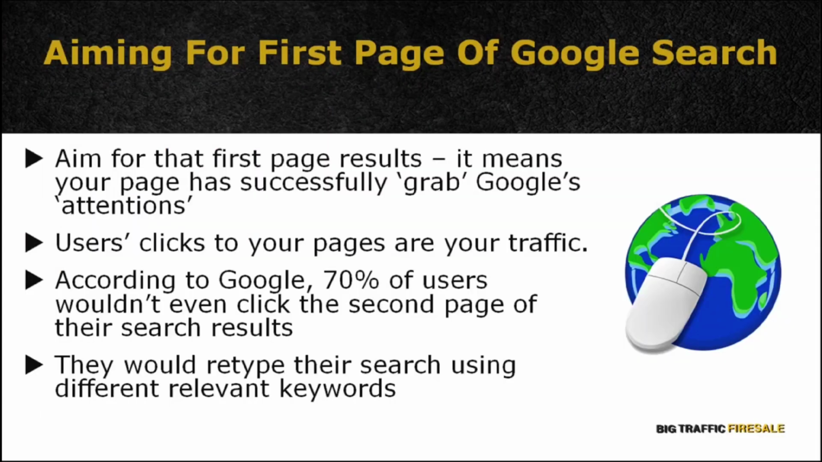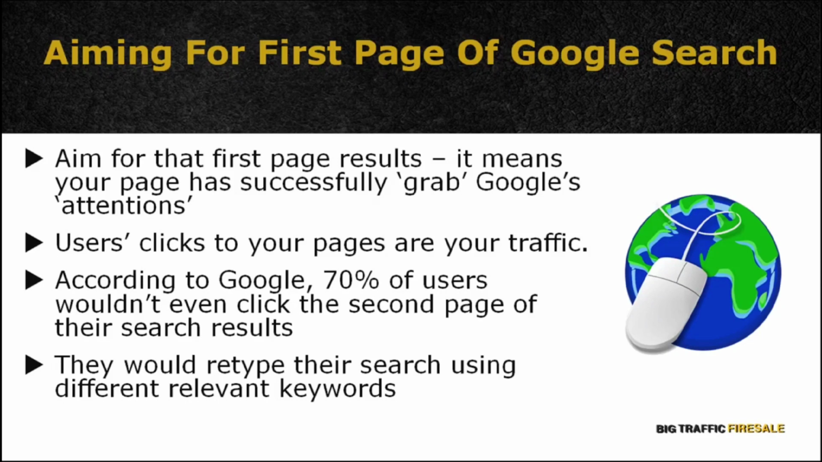Most online marketers and online business owners would love to see their products or services on the very first page of Google's search results, or even better, the featured snippets. Who doesn't? That would mean your page is successfully optimized to grab Google's attention and put them on top of their search list. The clicks you received from users are all that matters. Their clicks are your traffic. Research shows that 70% of Google users wouldn't even click the second page of their search results. If they can't find it on the first page, they would retype their search using different relevant keywords.